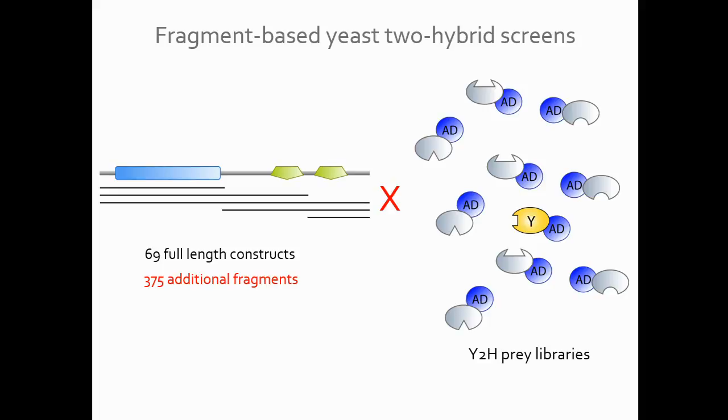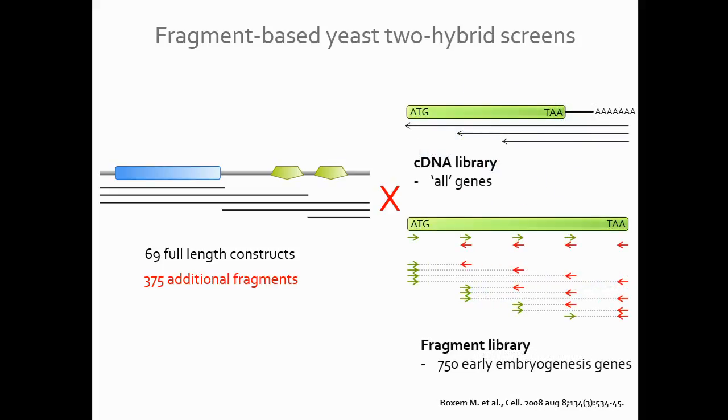So we screened these fragments and full-length constructs against two libraries, a traditional cDNA library that might contain all C. elegans genes, but probably contains 15,000 or so, and a fragment library that was designed specifically for the identification of interaction domains, but it only contains fragments of 750 proteins that are involved in early embryonic development.